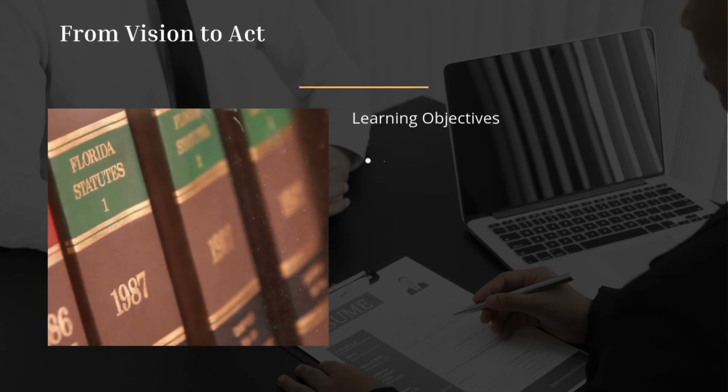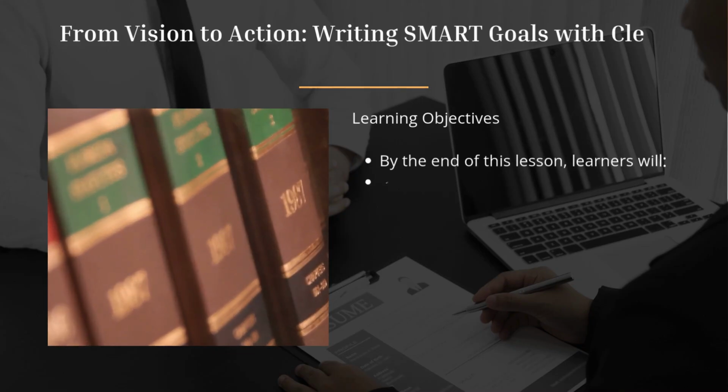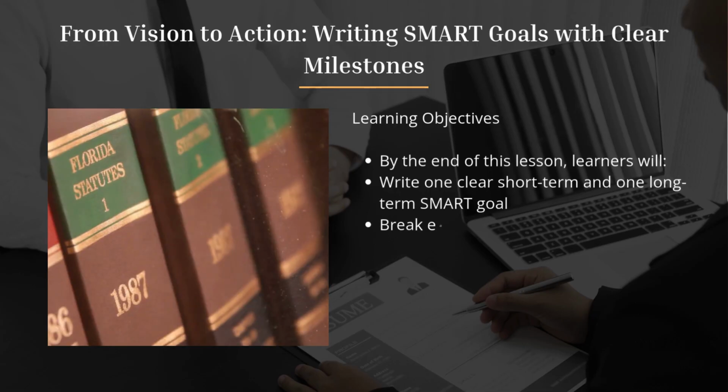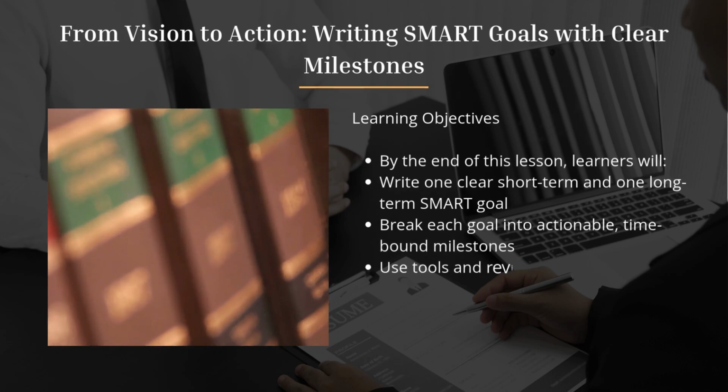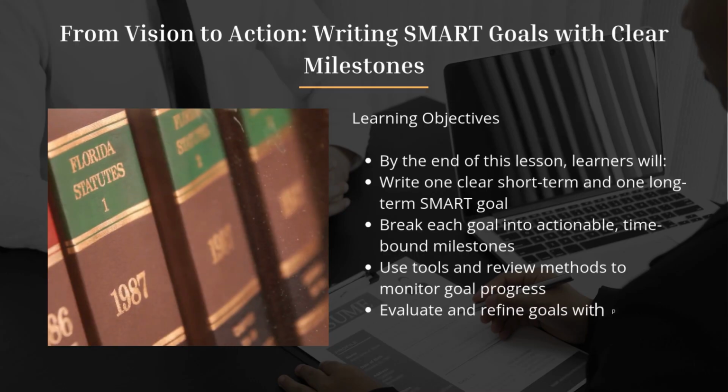From vision to action: writing SMART goals with clear milestones. Learning objectives: by the end of this lesson, learners will write one clear short-term and one long-term SMART goal. Break each goal into actionable, time-bound milestones. Use tools and review methods to monitor goal progress. Evaluate and refine goals with peer or mentor feedback.